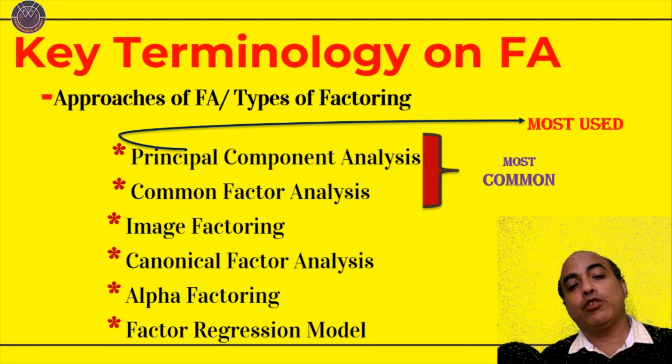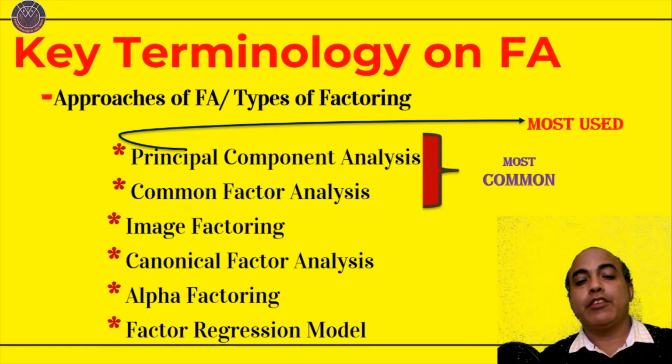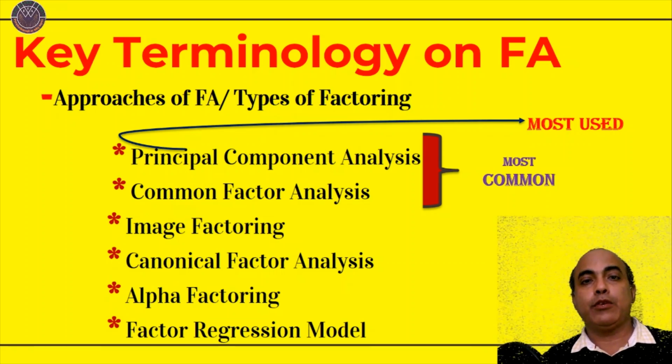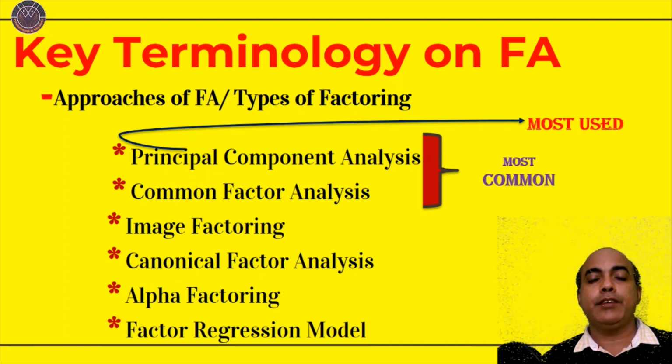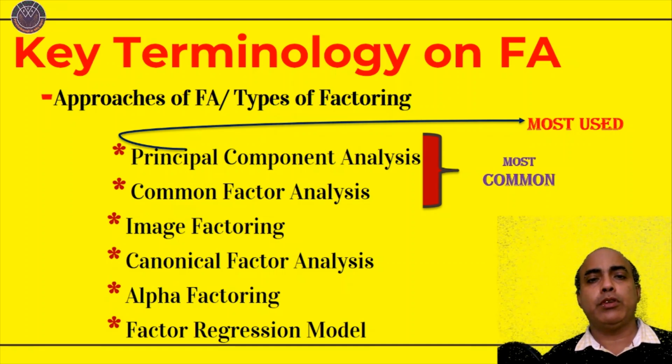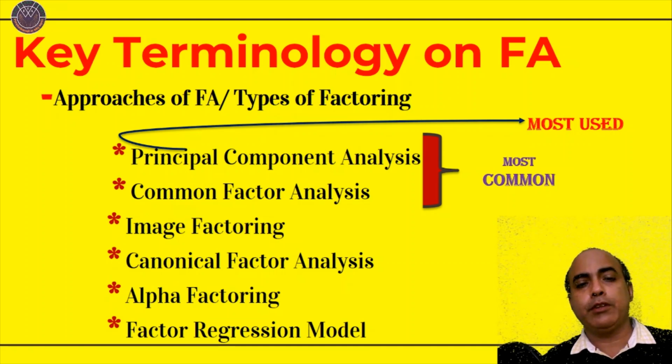Alpha factoring is based on maximizing the reliability of the factors, and factor regression model, from the name itself it is quite obvious that it is a hybrid model. We just try to combine the factor model and regression model to get a hybrid model. Including these methods, there are several other methods for approaching factoring, that is least square method, generalized least square method, maximum likelihood method. But basically we will be concentrating on principal component analysis and common factor analysis.